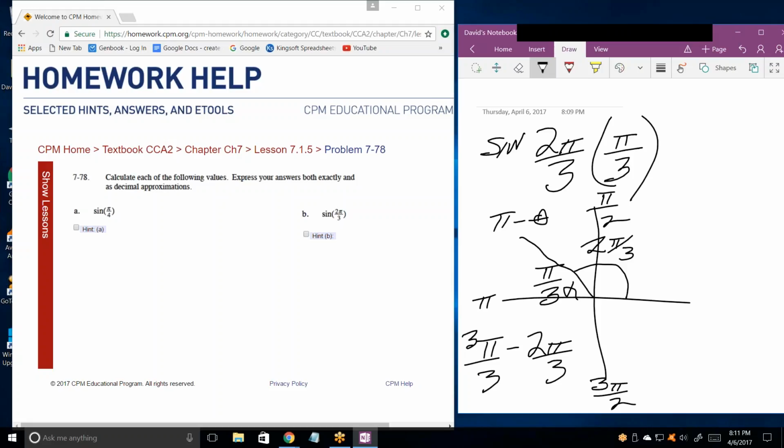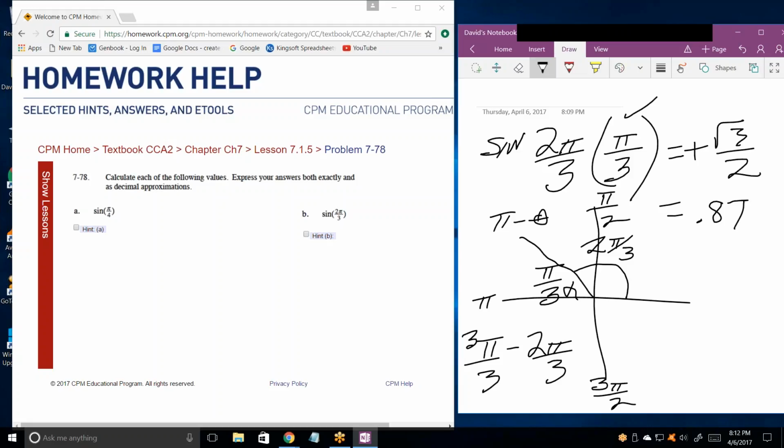So that's what that angle is, and that's what we're really looking to take the sine of. The equivalent first quadrant angle is pi over 3, which is 60 degrees. What's the sine of 60 degrees? Right, the square root of 3 divided by 2. And what is the plus or minus sign in the second quadrant? It's plus. Okay. And what is the decimal answer for that? 0.866.